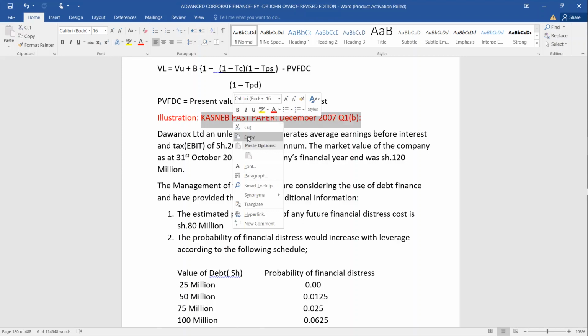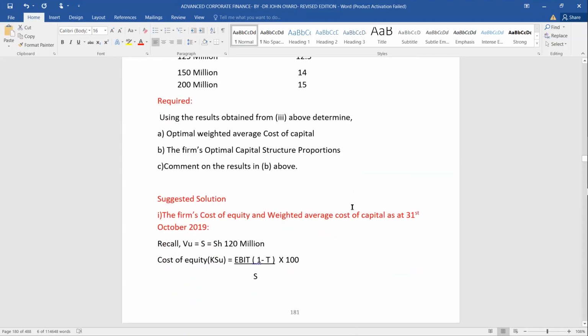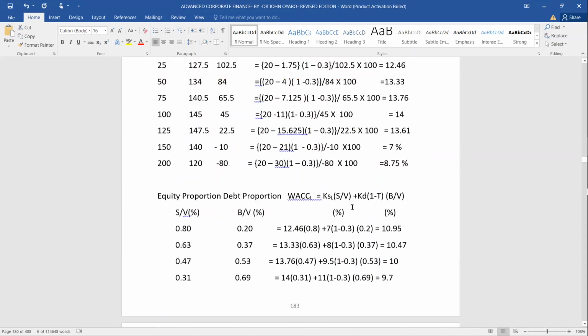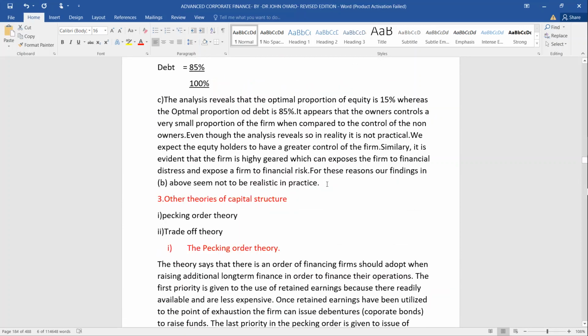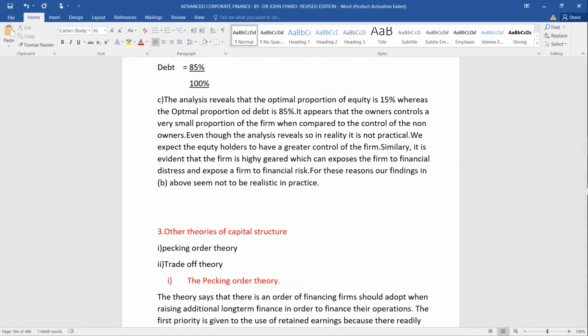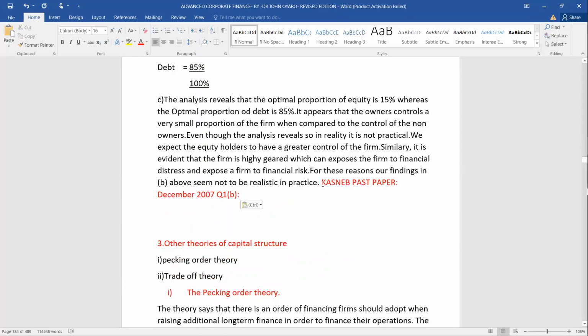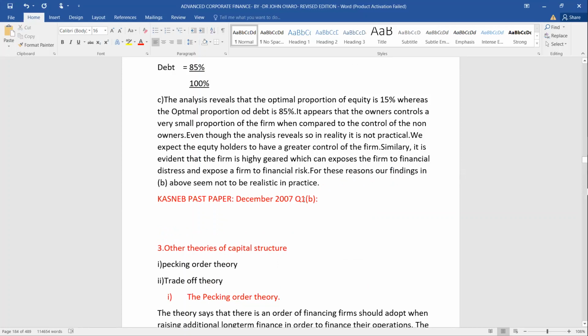Hebu ngoja kidogo tafadhali kabla tuangalie hiyo. I'm not attempting, of course. It is an exercise you'll do. Niwacha niweke hii hapa. It can be an exercise to students. November 2020, yes, question 5B. Ni kama hii kabisa. Sasa hiyo mnaweza jaribu, si hiyo mtajaribu wakati mko na free time, eh?